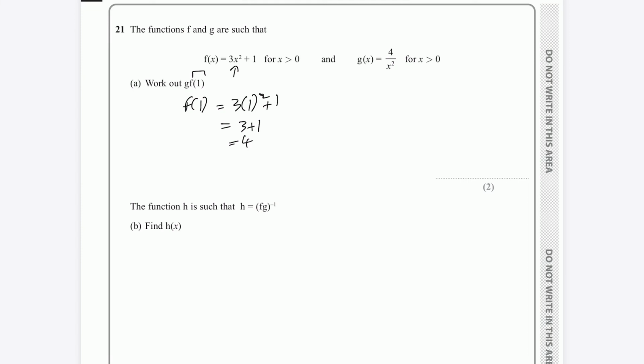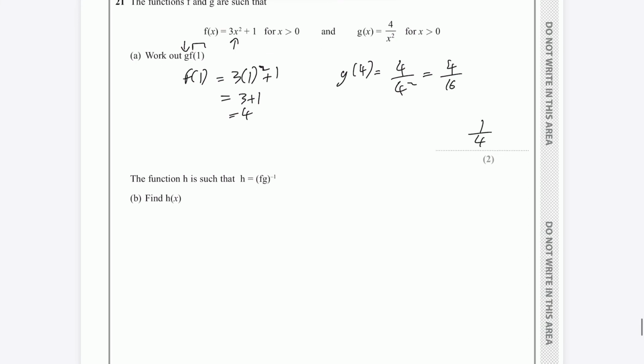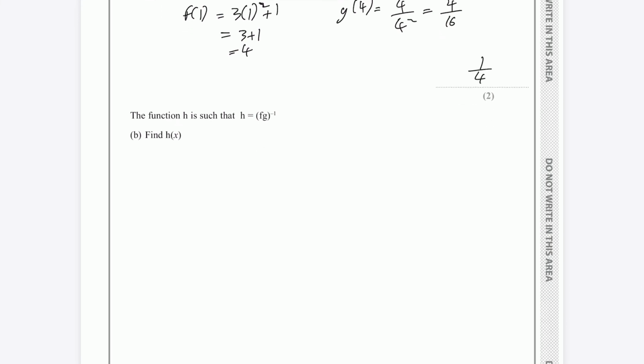Now I've done that bit, I need to look at this bit. So all I need to do is sub 4 into this now. So I have g of 4 is equal to 4 over 4 squared, which is 4 over 16, which is 1 over 4.